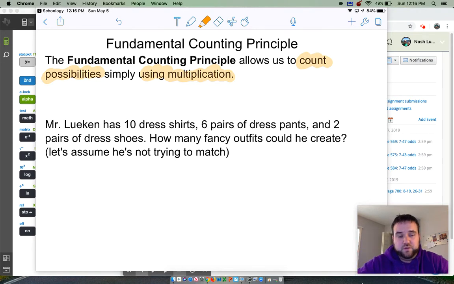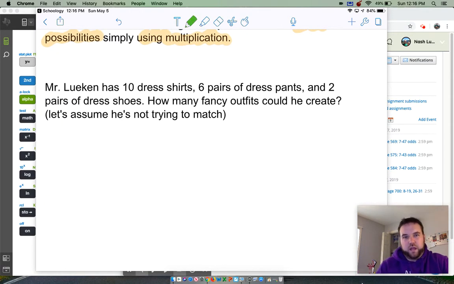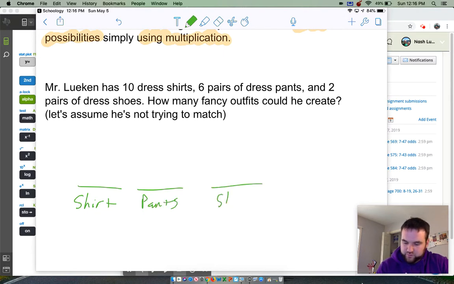So an example of this: let's say I have 10 dress shirts, 6 pairs of dress pants, and 2 pairs of shoes. Assuming I'm not trying to match, I'm just putting together an outfit, how many different outfits could I have? Again, I'm working with 3 different categories. I have a shirt, I have a choice to make about which pair of pants I wear, and I have a choice about which pair of shoes. Since I'm dealing with 3 categories, I'm going to end up multiplying 3 numbers together.